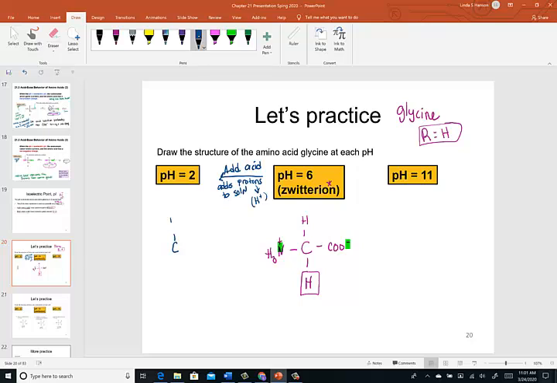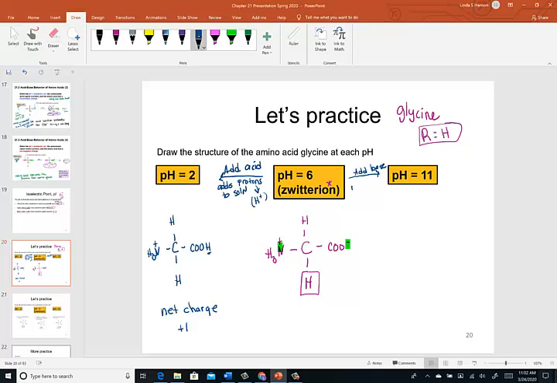So again, as I add protons, the amine portion stays protonated as NH3+, and the acid part reprotonates to COOH, making the net charge of this structure a +1. Let's go the opposite way. Let's add base. As I add base, the pH begins to rise.